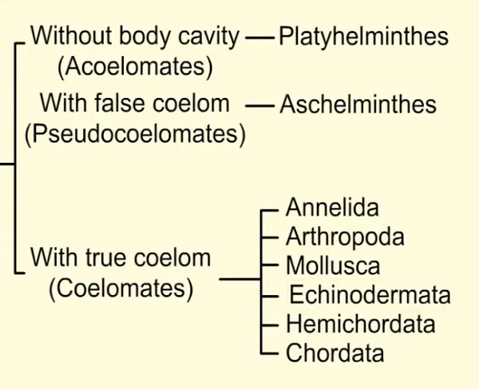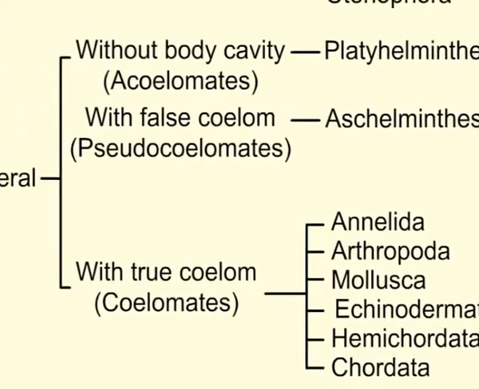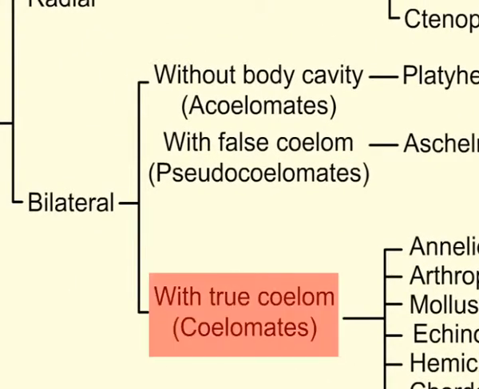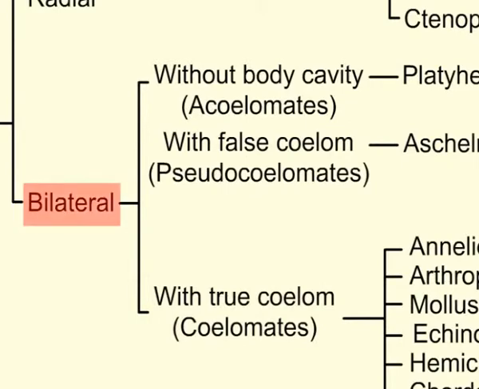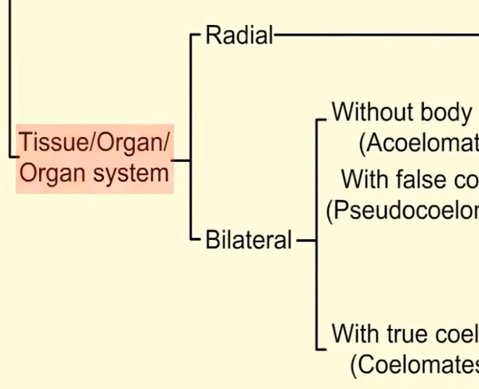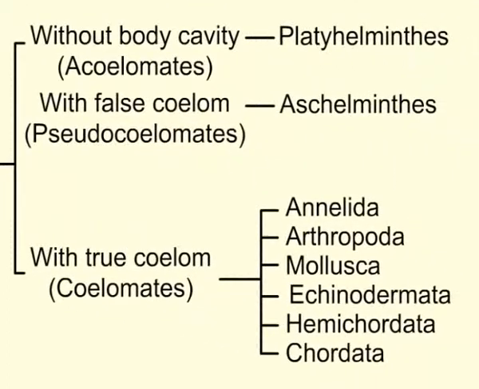The remaining six major phyla, Annelida, Arthropoda, Mollusca, Echinodermata, Hemichordata, and Chordata are all coelomates having bilateral symmetry and organ system level of organization. In today's lesson, we will focus on phylum Chordata.